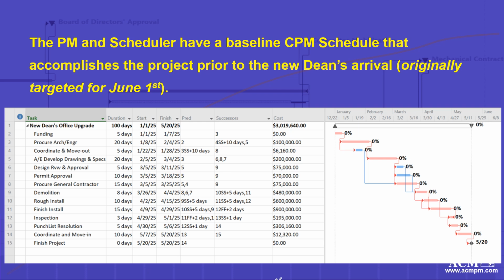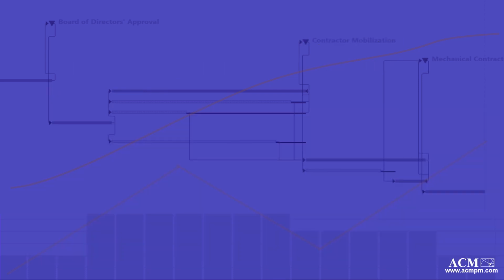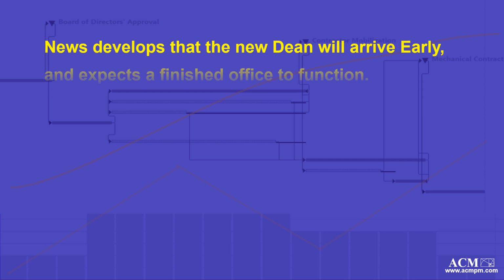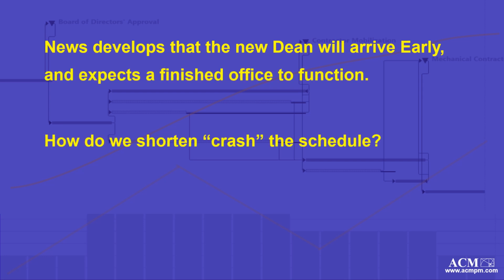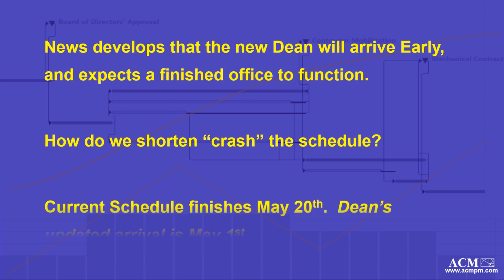a waterfall type schedule. At this point, the dean has her new office based on a targeted June 1st start date. News develops that the new dean will arrive early and expects a finished office to function. The question is, how do we shorten or crash the schedule? The current schedule finishes May 20th. The dean's updated arrival is now May 1st.